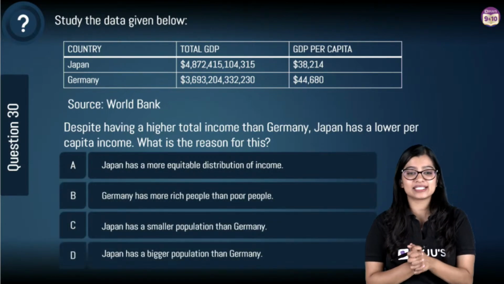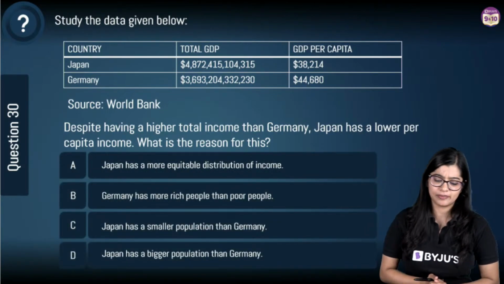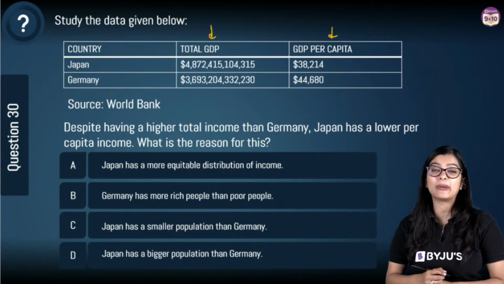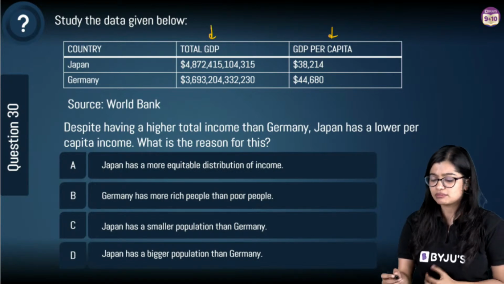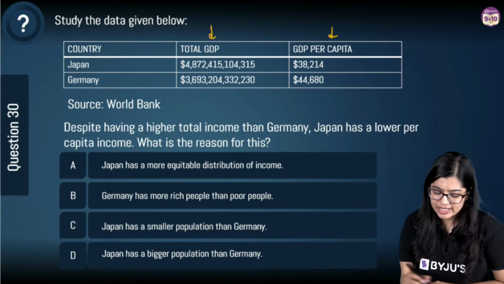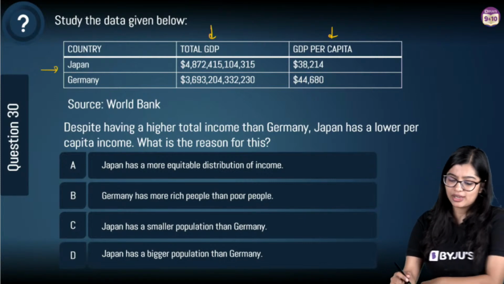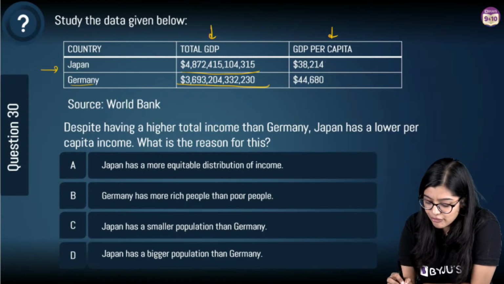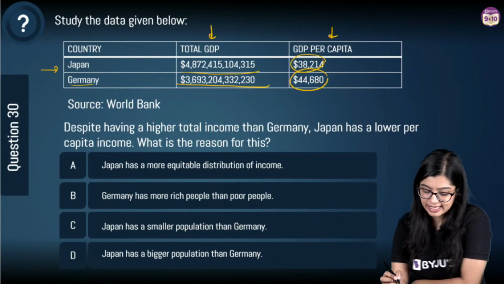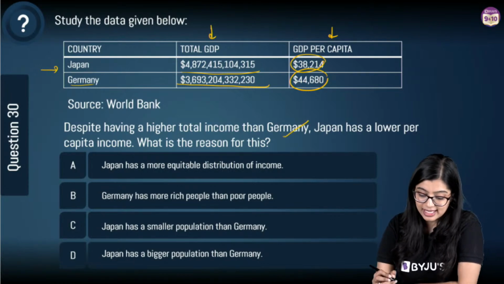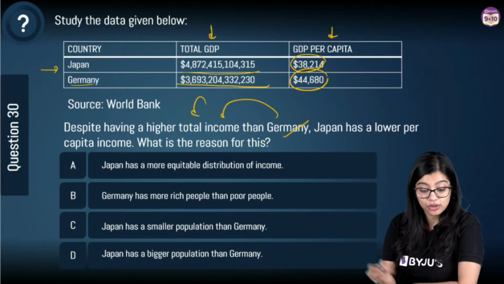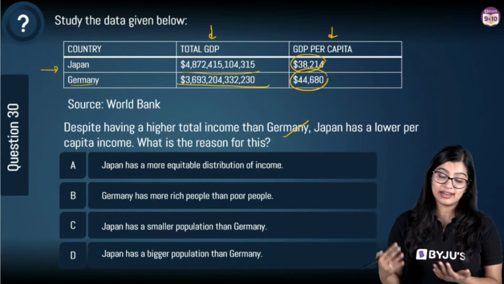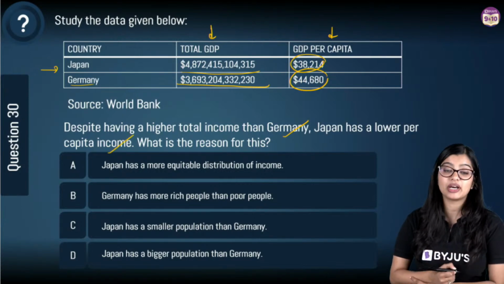Moving on to the last question for today, right? We have data given to us where we have the total GDP and the GDP per capita, that means the average. Now we see that Japan has a total GDP of so much, Germany has so much. If you look at the per capita, Japan has a higher total income, but it has a lower per capita income.